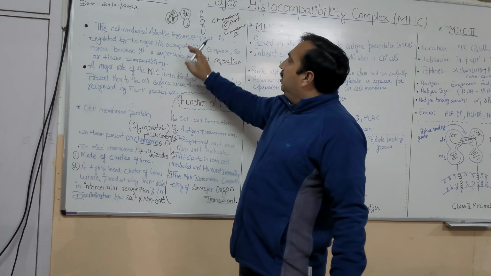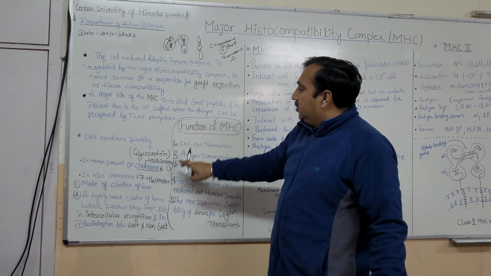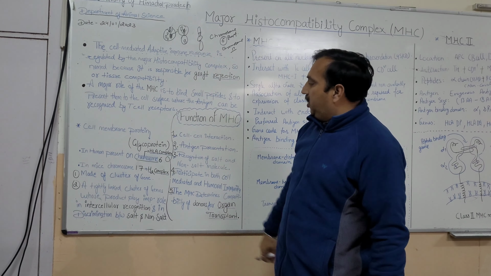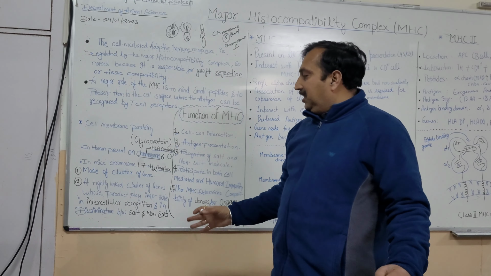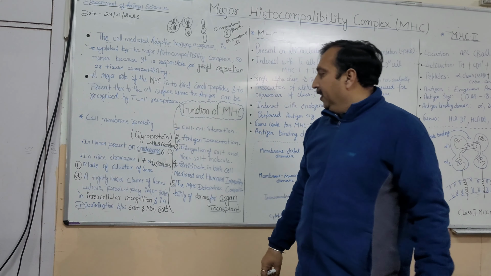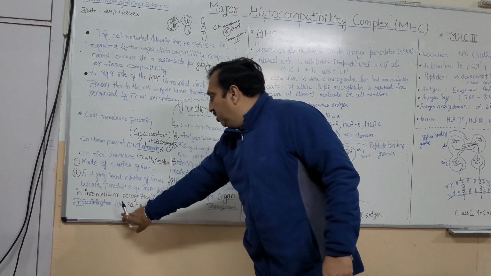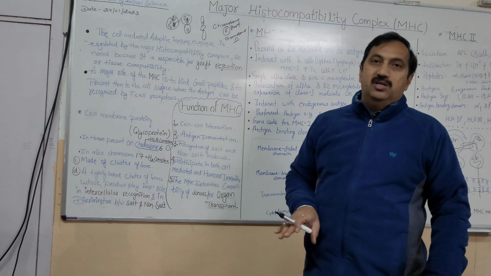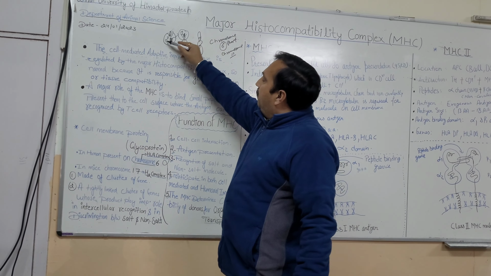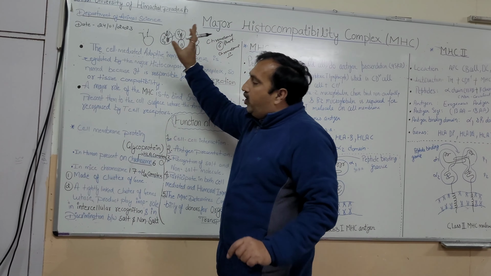In humans, this is present on chromosome number 6, as I have already told you. Secondly, in mice, chromosome number 17. That is the cluster of genes. These are highly, tightly linked clusters of genes whose products play an important role in intercellular recognition and in discrimination between self and non-self cells. So this is important. This is presented on the cell membrane surface.